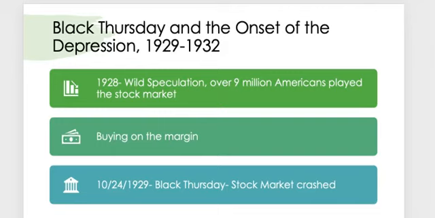So on October 24th, 1929, also referred to as Black Thursday, we can see that the stock market crashed. This is going to be terrible. People have borrowed the money that they're using to invest in the stock market, which means that they will not be able to repay those loans. It's going to start a banking crisis.